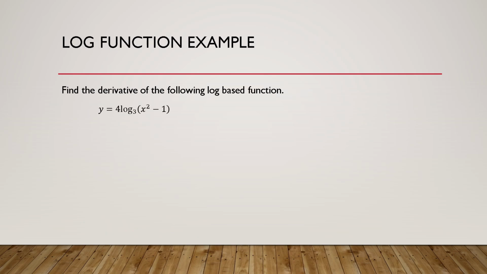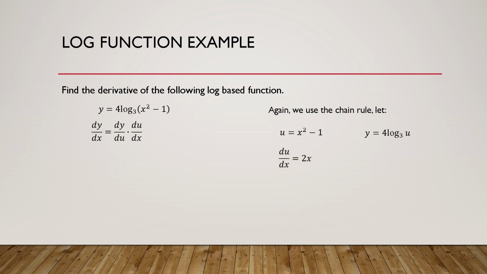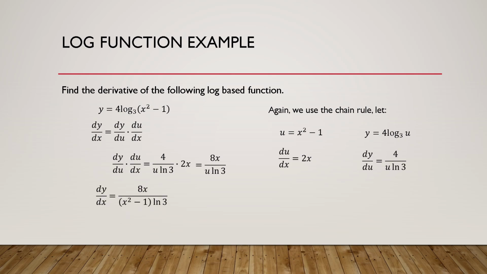As an example, let's find the derivative of y equals 4 times log base 3 of the quantity x squared minus 1. Again, we use the chain rule. Let u equal x squared minus 1, so y equals 4 times log base 3 of u. du/dx equals 2x, and dy/du equals 4 over u times the natural log of 3. dy/du times du/dx equals 4 over u times the natural log of 3 times 2x, or 8x over u natural log of 3. Replace u, so dy/dx equals 8x over the quantity x squared minus 1 times the natural log of 3.